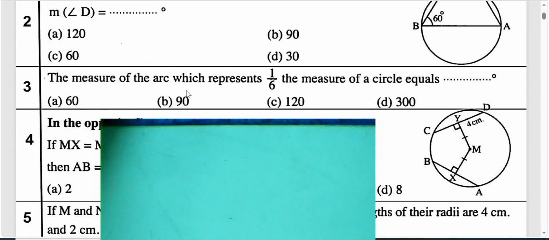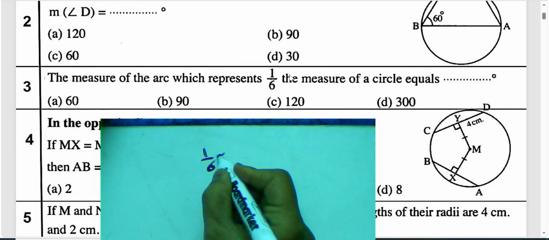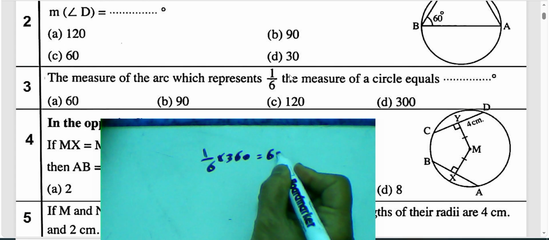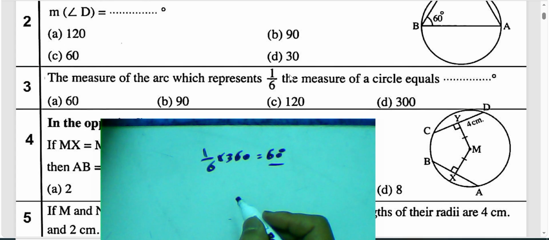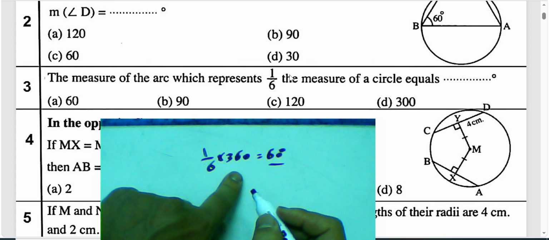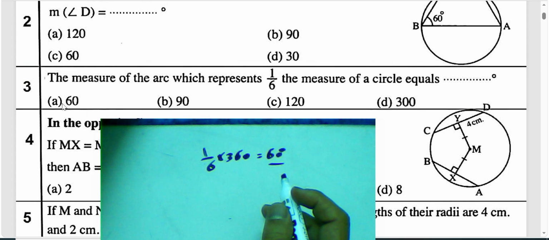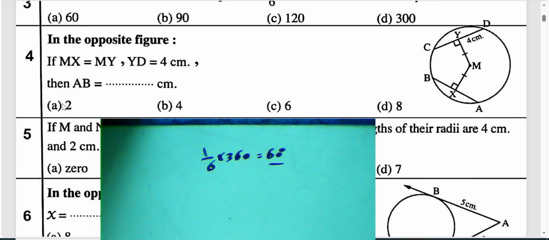Next question. The measure of the arc which represents one sixth of the measure of the circle equals what? We know the measure of the circle is 360. One over 6 multiplied by 360 equals 60 degrees. Then the measure will be 60 degrees. The measure of the arc which represents one sixth of the circle will be 1 over 6 multiplied by 360. The result will be 60 degrees. Choose letter A.